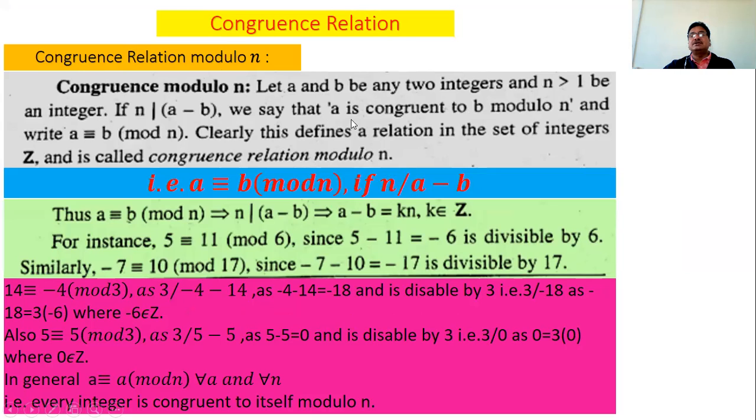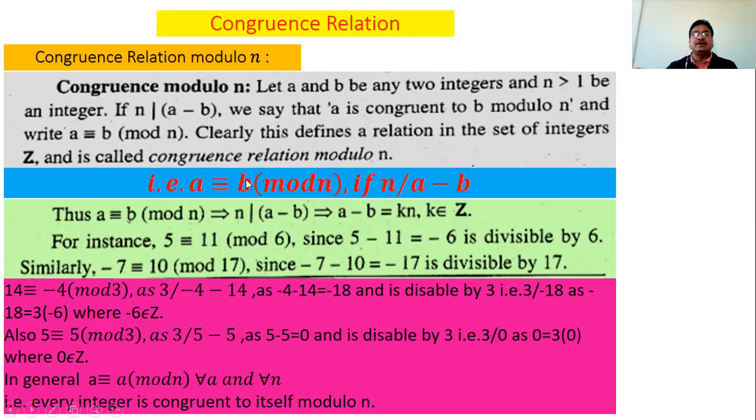b is an integer, and n is also an integer. The value of n is strictly greater than 1, which means n is 2, 3, 4, 5, and so on. Then if n divides a minus b, we say a is congruent to b modulo n. The notation is a, then three lines, b in round brackets mod n, and read it as a is congruent to b modulo n.